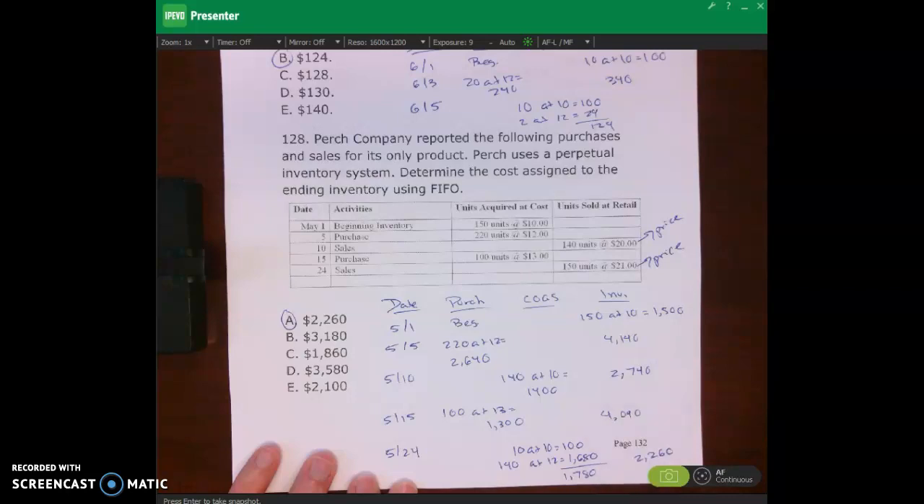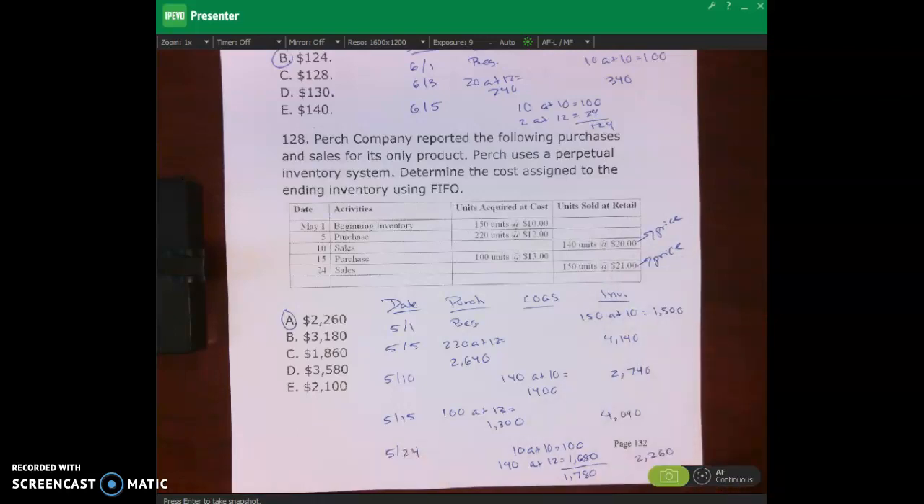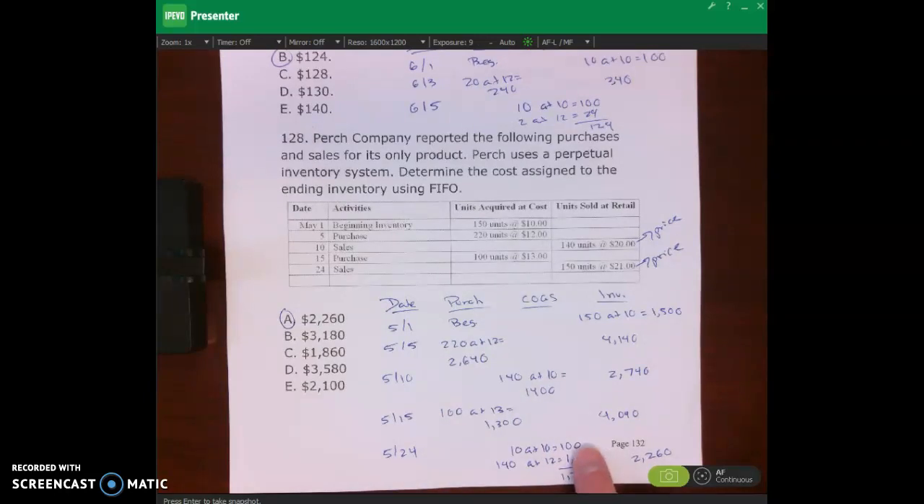And then on the 24th, it says we sold another 150 units. Remember, the $21 up here in the table, that's the price. That's not the cost. To figure out the cost of the goods sold, you have to use first in, first out. So we sold all those 10, the remaining 10, in the beginning inventory, and then we sold 140 at the 12 right there. So we take our 100 from beginning inventory, the 10 at the 10, gives us 100, and then the 140 at the 12 gives us 1,680.